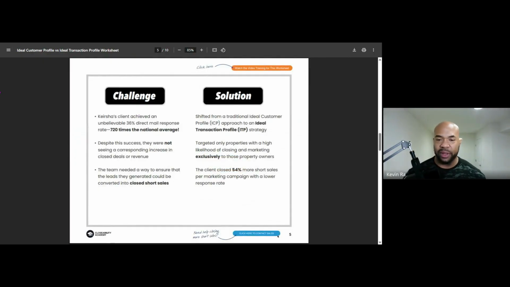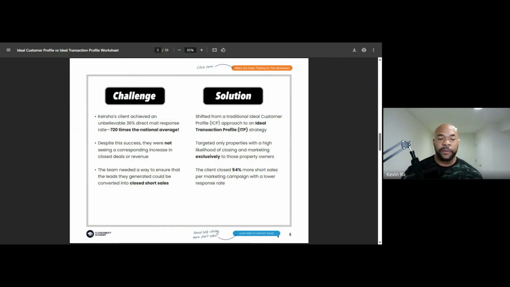So here's the challenge. We're working with our organization, and we are looking to buy distressed real estate, and we are testing what would eventually become the workflows that became CloseAbility. And we're like, okay, what's the challenge here? Well, our agent who we're working with is hitting a 36% direct mail response rate. So we have tons of people calling that want to do business with us. That's fantastic. But we're not closing more deals.